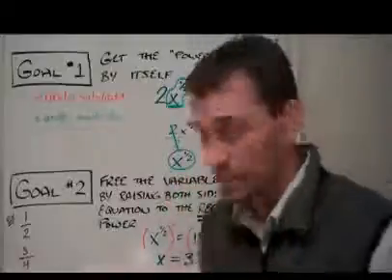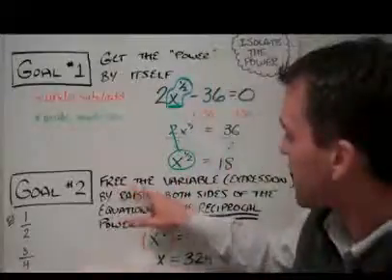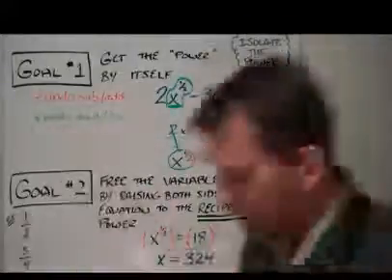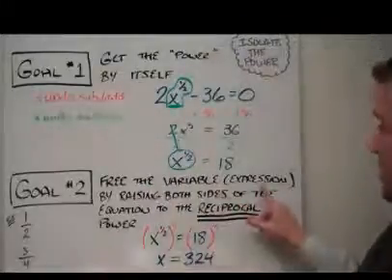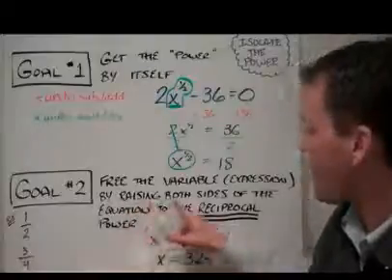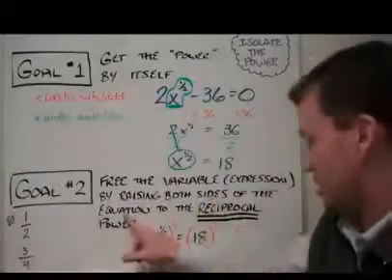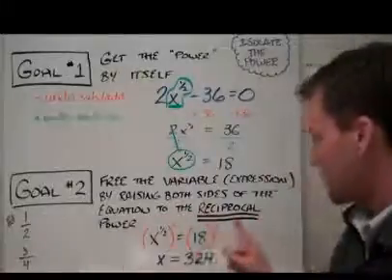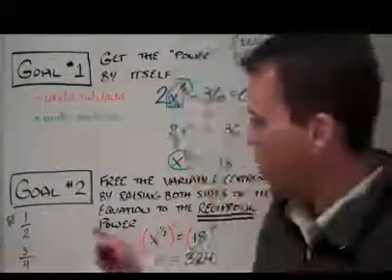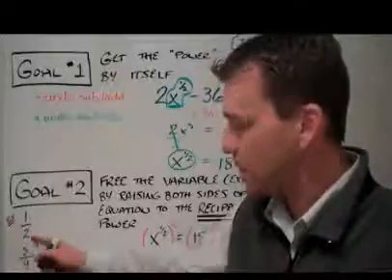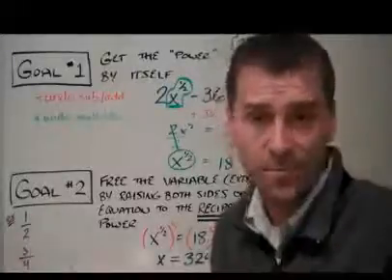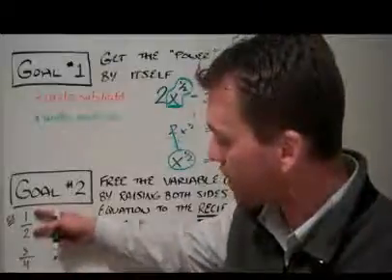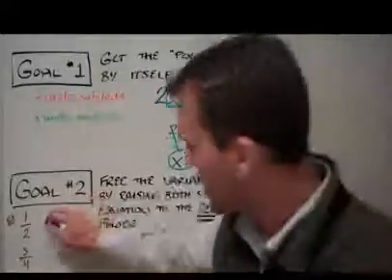That's goal one. Here's goal two. You must free the variable, just like we did with radical equations. But that's free the variable, or the variable expression, by raising both sides of the equation to the reciprocal power. Let's refresh what reciprocal is. Over here is an example. 1/2 could be an exponent. It's just a fraction. But the reciprocal of that, remember, is when you take the numerator and the denominator and you flip them.